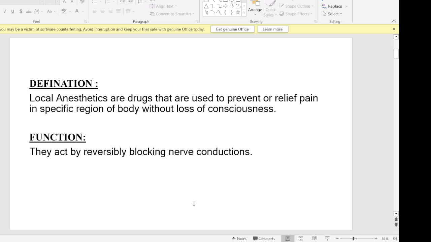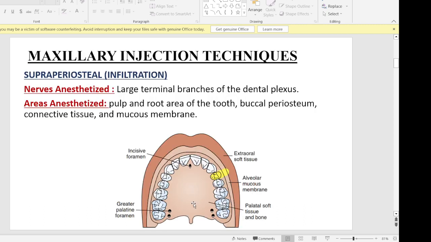Today's topic is maxillary injection techniques of local anesthetic injections. Local anesthetics are drugs that are used to prevent or relieve pain in a specific region of the body without loss of consciousness. They act by reversibly blocking nerve conduction. Now, coming to the maxillary injection techniques, we'll discuss them one by one.